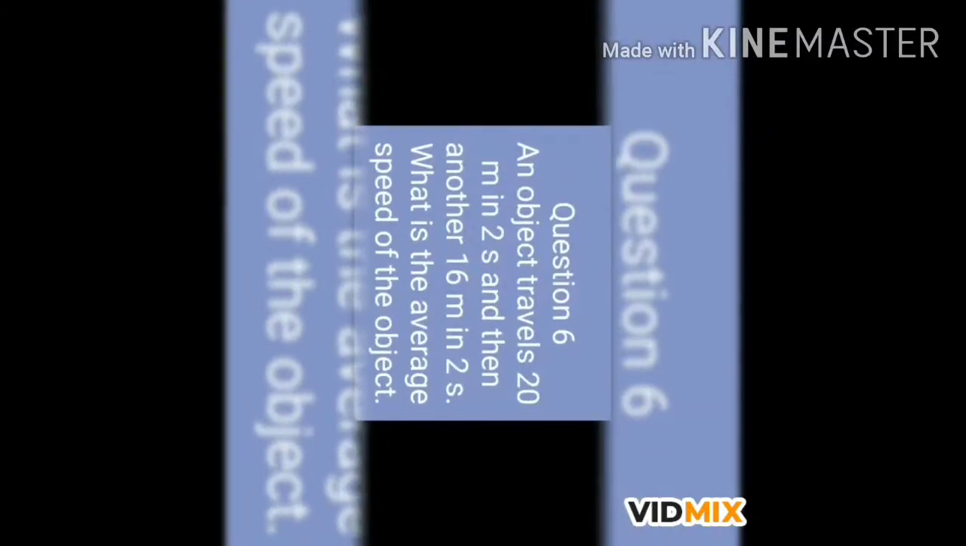Question number 6. An object travels 20 meter in 2 seconds and then another 16 meter in 2 seconds. What is the average speed of the object? Question number 7 is MCQ based question. Which of the following can sometimes be zero for a moving body? First option is average velocity, second option is distance traveled, third option is average speed, fourth option is displacement. Then question number 8, derive the second equation of motion graphically. You have to derive the second equation of motion in question number 8.